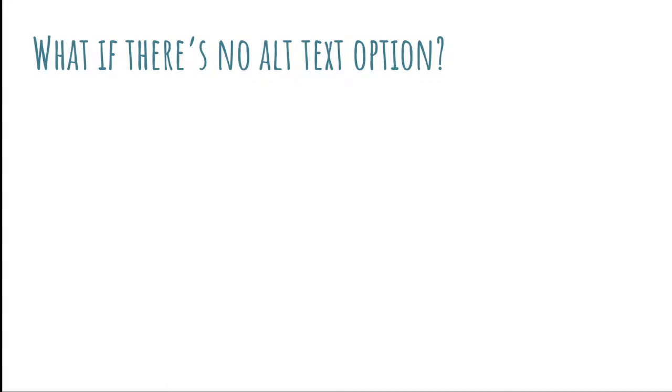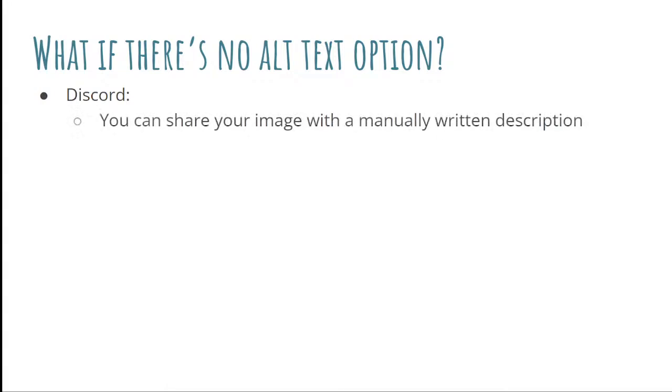So, for example, if you're on Discord and you're on your Discord server and you're sharing images related to your streams, you might say, how do I do alt text on Discord? There's no way. You just share an image and you hit upload, and that's all you can do. What you can do is describe it with a manually written description underneath the image. So you can send your image and then you can send a follow-up message with a description of what is in that image.